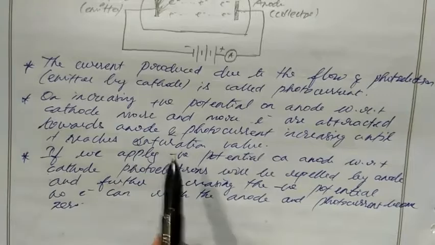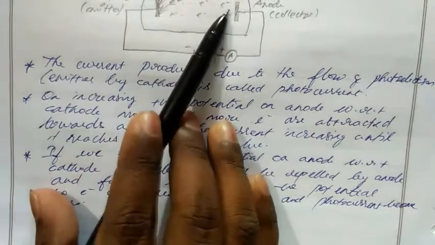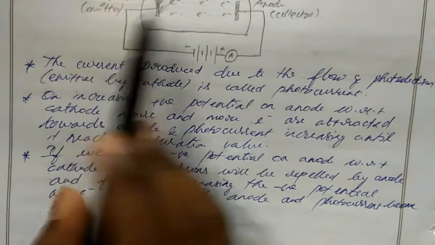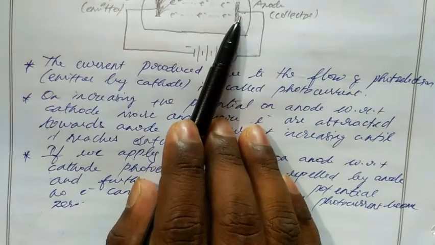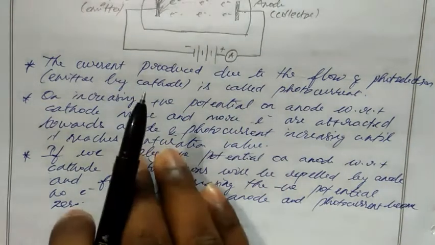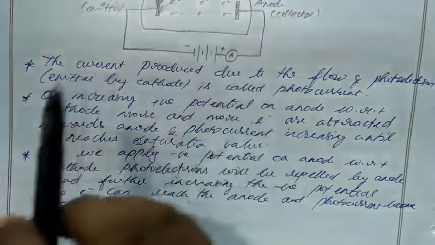So if we apply negative potential on anode with respect to cathode, then photoelectrons will be repelled by anode. Further increasing the negative potential, all the electrons are repelled by anode, and there is no movement of electrons from cathode to anode. So no electron can reach the anode, and hence photocurrent becomes zero. Okay, so initially the photocurrent value will increase, and after we give negative potential, photocurrent value will become zero.